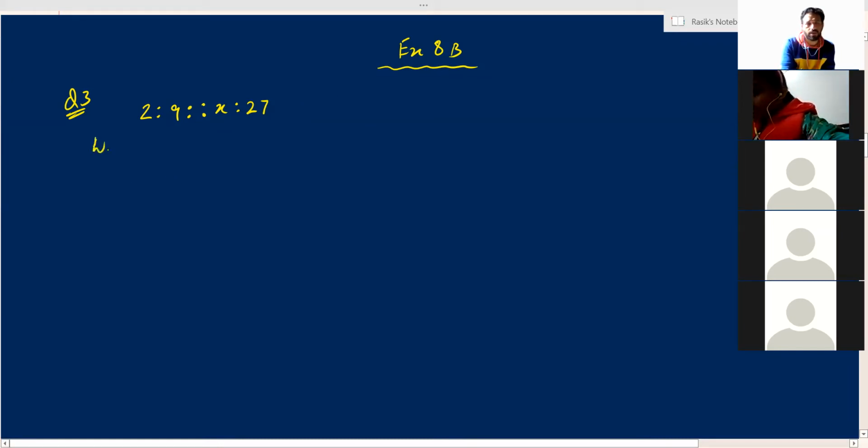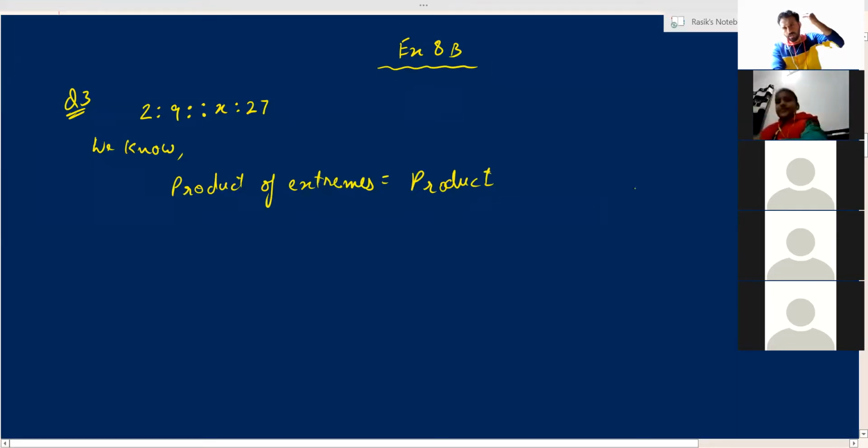So we can write, we know that product of extremes is equal to product of means. Now we are going to use it. In the previous question, we were proving it. We were showing that the numbers are in proportion. Here it is already given that the numbers are in proportion. So we will use the concept product of extremes equal to product of means.